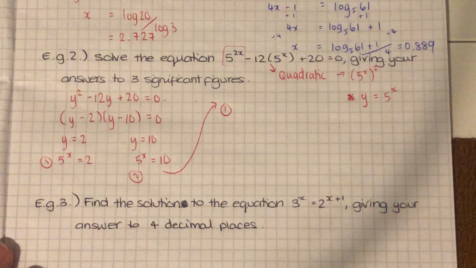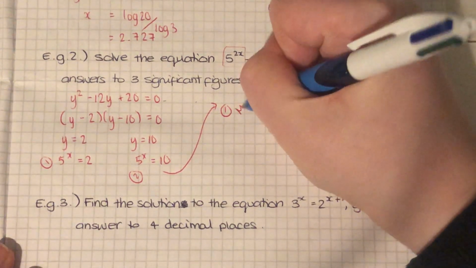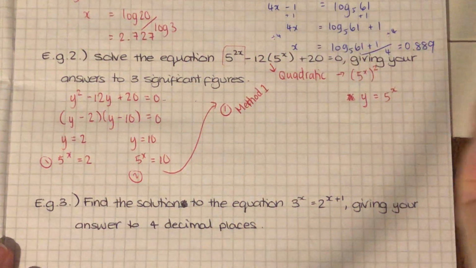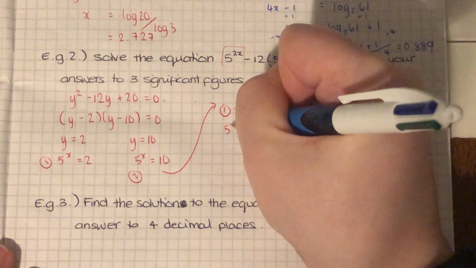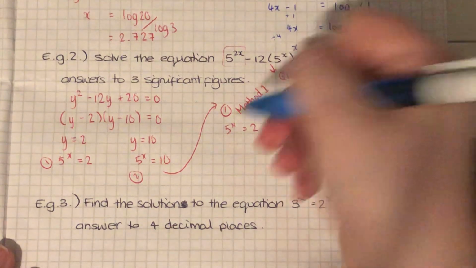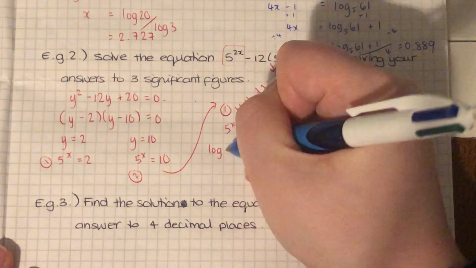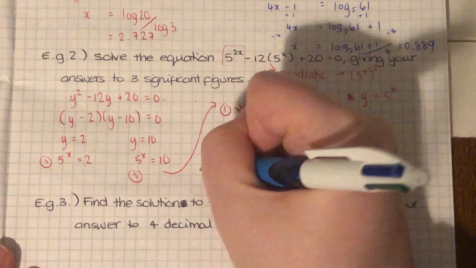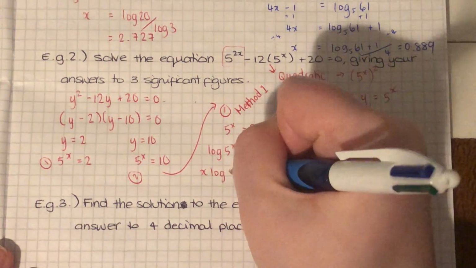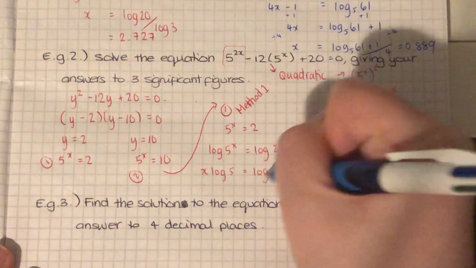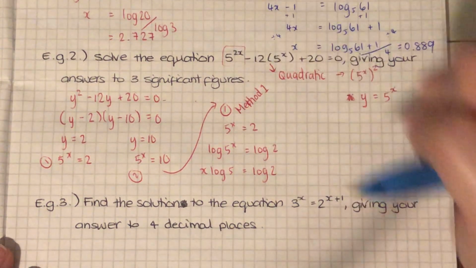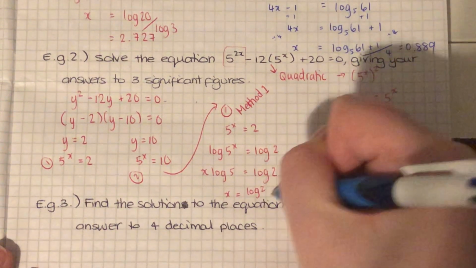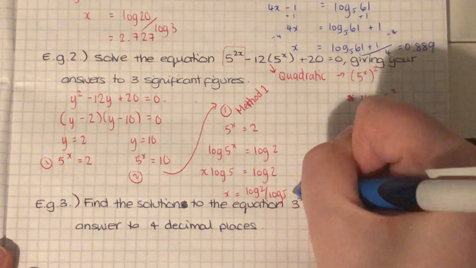Okay, so I'm going to use method 1 for the first one, and then I'll use method 2 for the second. So method 1, we've got 5 to the x equals 2. So we're going to take logs of both sides. So log 5 to the x equals log 2. That's the same as x log 5 equals log 2, because of the rules, the power can come to the front. So x is log 2 divided by log 5.